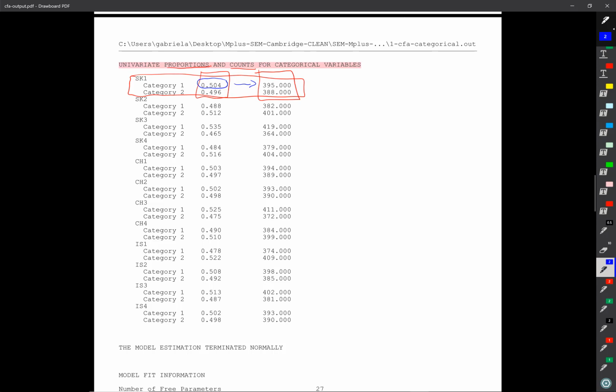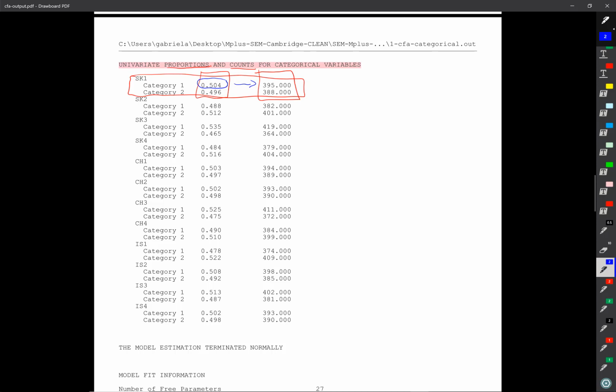Now, a small but important point here. If SK1 had actually 3 categories in your questionnaire, but people only used 2 of them, it would still show up like this in the output. So Mplus will identify how many categories were used, but not necessarily how many categories you thought you might have. So if you had a Likert scale with 7 categories, but only 5 of them were used, Mplus will list 5 categories here.